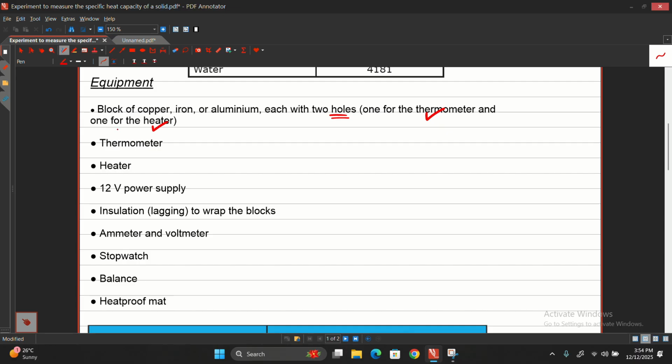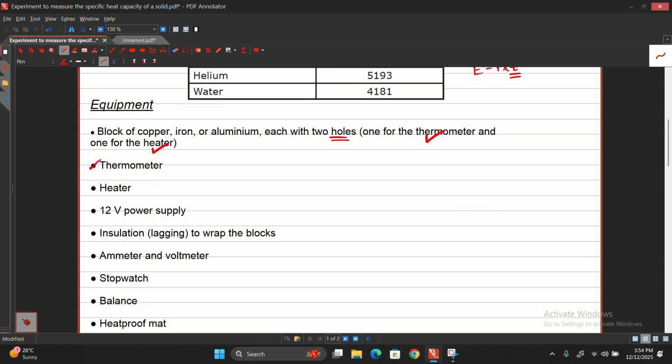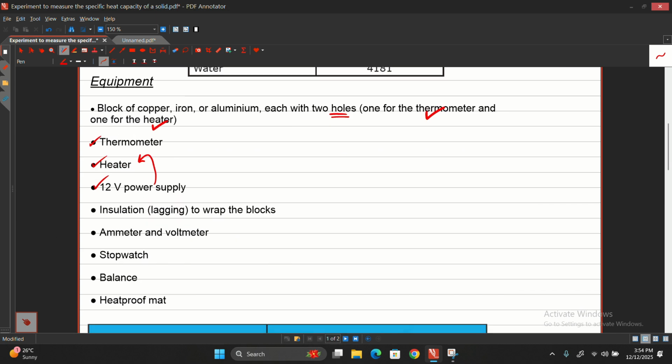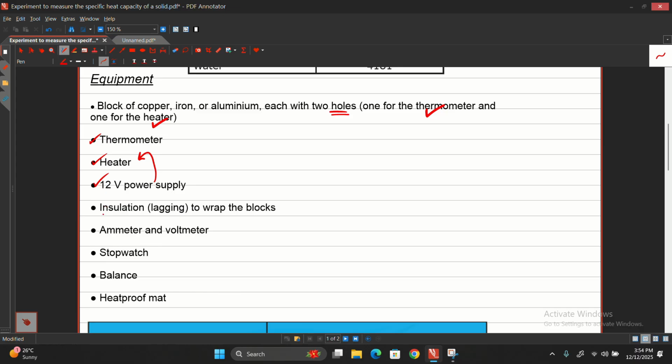And the second equipment that we need is a thermometer, which would be used to determine the change in temperature. The heater, which would be used to provide the thermal energy. The 12-volt power supply, which should provide the potential difference to the heater. And insulation to wrap the block. Insulation would be used to reduce the heat loss to the surroundings.